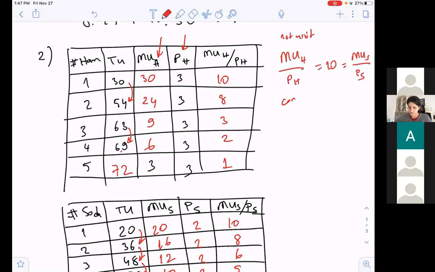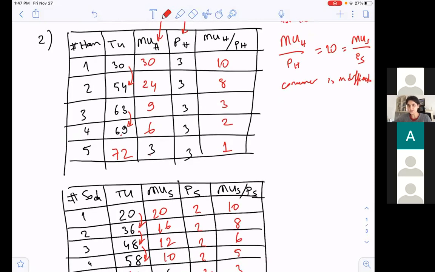Then the consumer is indifferent. Indifferent means what? He's gonna consume either of them. Okay, that's fine. So let's choose soda. So 1 soda. And then what are you gonna do for the second unit? The cost of 1 soda is $2.